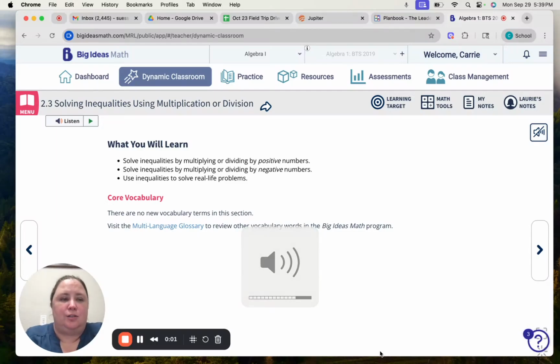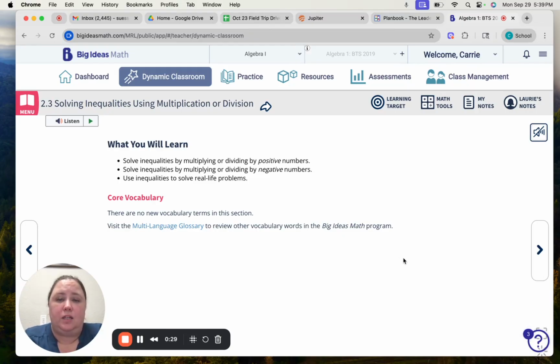All right, so algebra, this is for you. Lesson 2.3, solving inequalities using multiplication and division. This is going to be very similar to what you were doing with addition and subtraction. There's just one tiny little rule that we're going to go through that is different. So there's no new vocab words that you don't have to write on this.